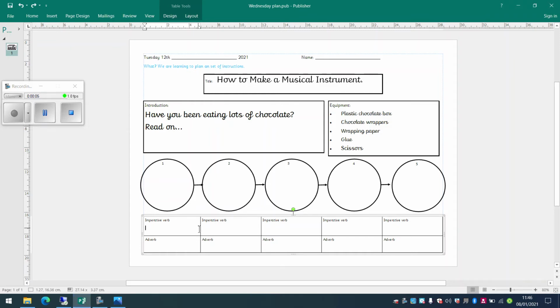The first thing I did was to cut a piece of wrapping paper the same size as the lid of my box. So my imperative verb, if I'm telling somebody what to do, I am going to say cut. Okay, that's my instruction. And how am I going to cut? Well, I think carefully. You always have to be careful when you are cutting, so carefully is a great adverb to use there.